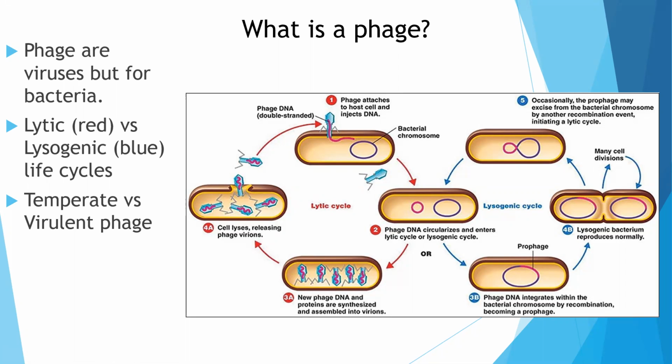So there are two groups of phage. We have the temperate phage and the virulent phage. In the temperate phage, they get to choose what cycle they go through, the lysogenic life cycle or the lytic life cycle. Whereas the virulent phage, they're stuck with the lytic life cycle.